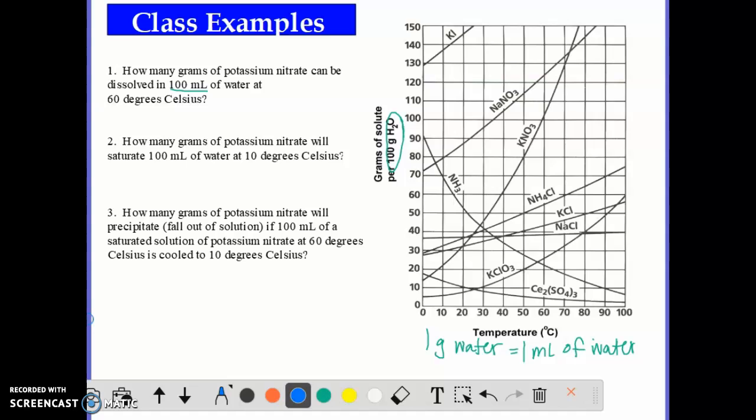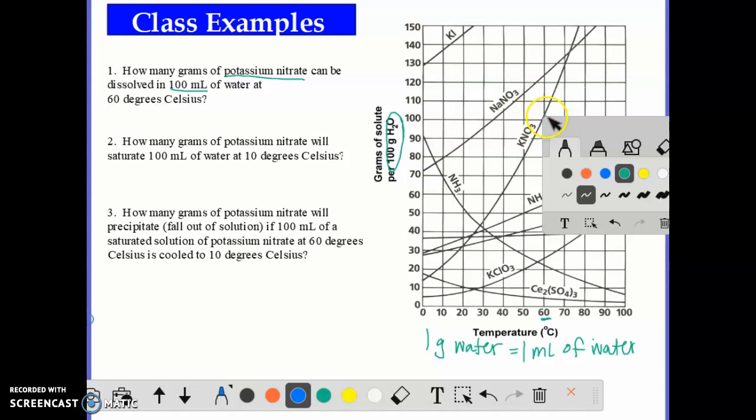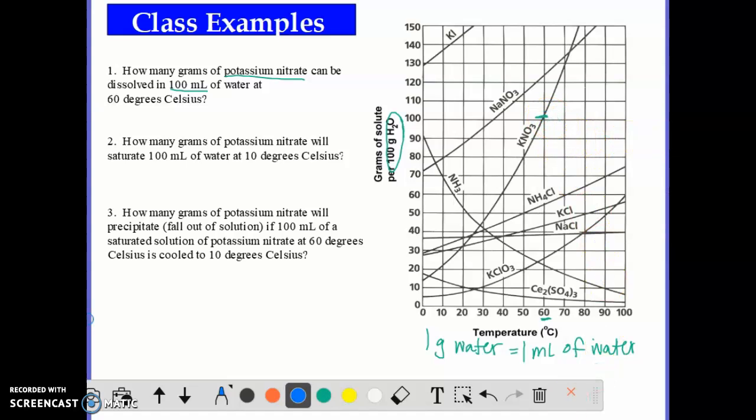We're just finding our substance, potassium nitrate, at 60 degrees. So 60 degrees on my graph is here, and we're finding potassium nitrate, KNO3. We're going to go up all the way at 60 to where KNO3 hits that line. Okay, so that is going to tell us how much we have. We're going to go all the way over to see exactly how much that would be. It's kind of above the 100 line. I would say that would be about 102 grams of potassium nitrate in 100 milliliters of water at 60 degrees Celsius. So the left side tells us how many grams that would be.